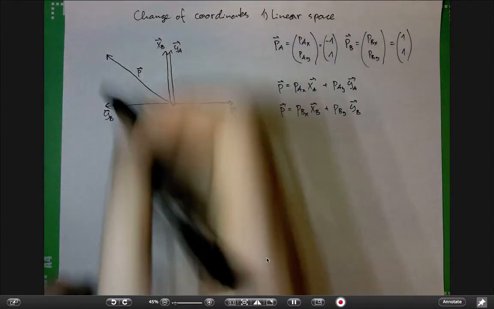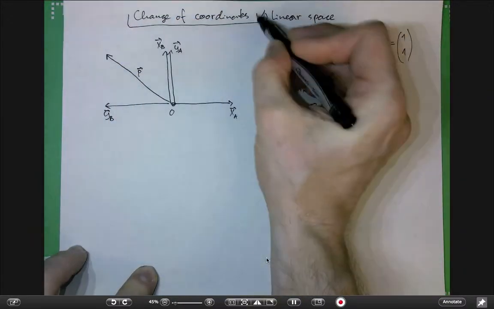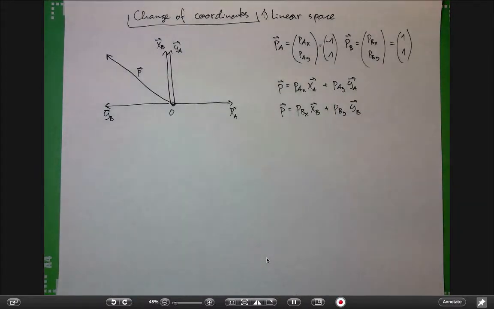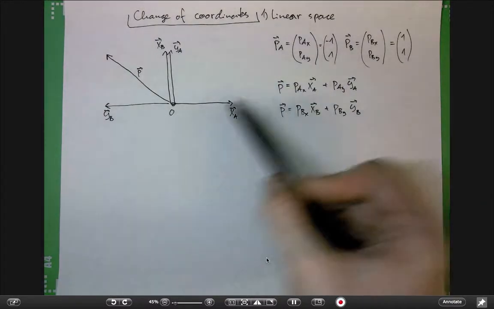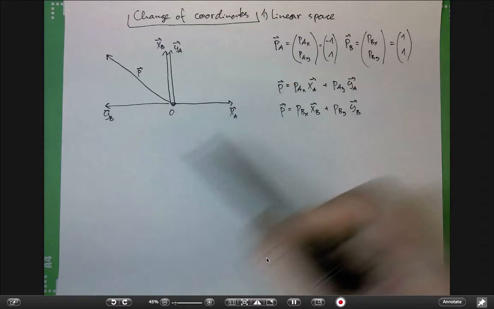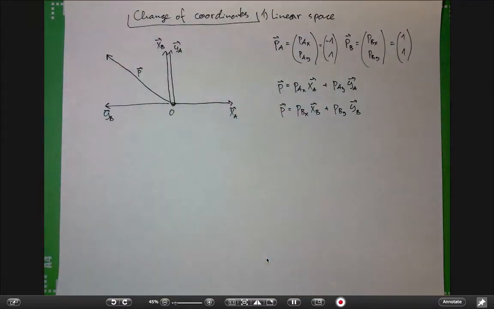Now, my question is, I want to be able to convert between the two bases. So if I have the coordinates of the vector with respect to basis A, I want to be able to convert to coordinates in basis B and the other way around. So how do I do that?